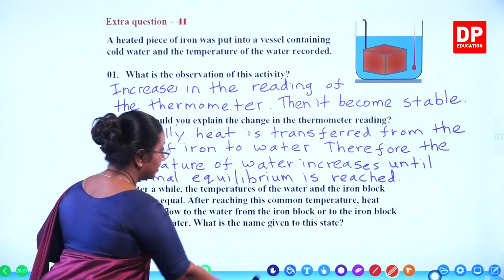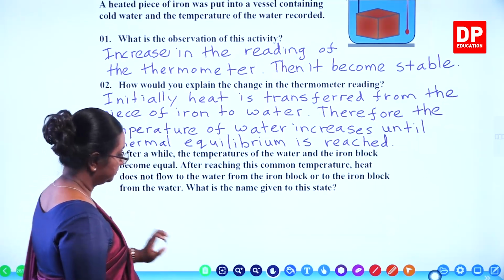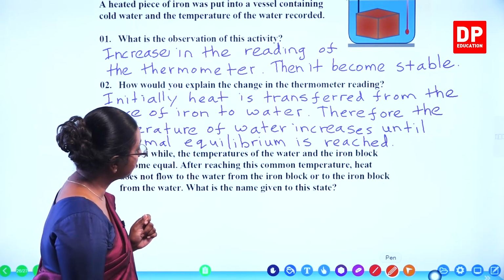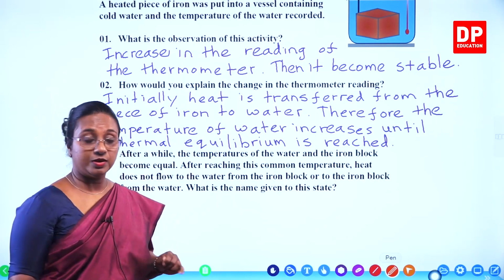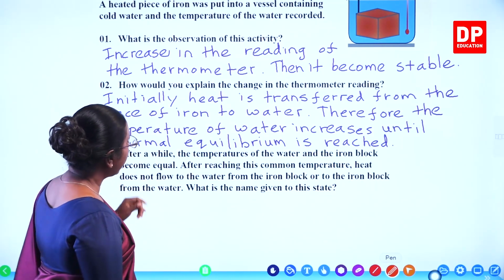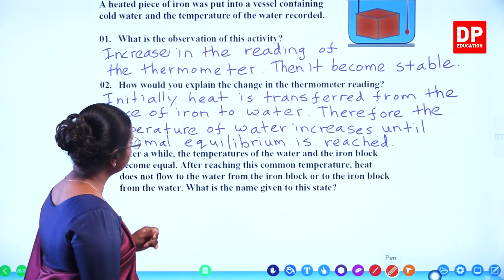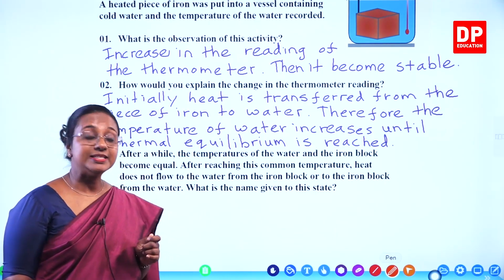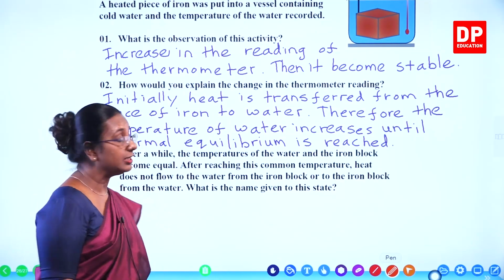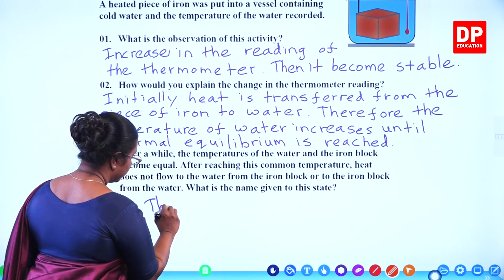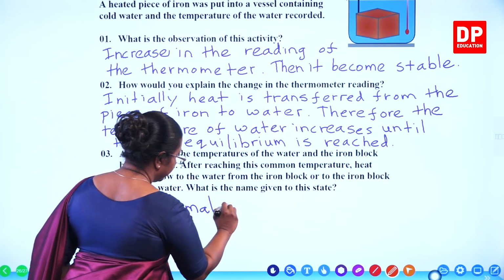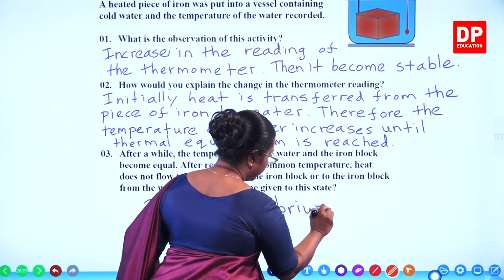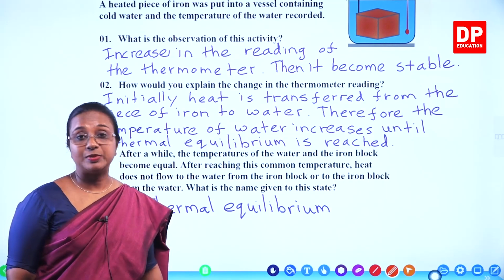So then we have the third question here. After a while, the temperatures of the water and the iron block become equal. So we have already discussed that above. After reaching this common temperature, heat does not flow to the water from the iron block or to the iron block from the water. What is the name given to this state? We call it the thermal equilibrium. We have mentioned this term in our explanation also.